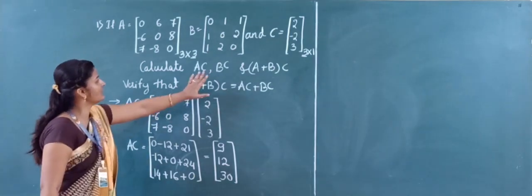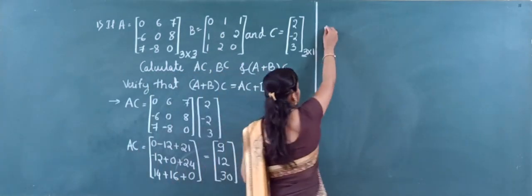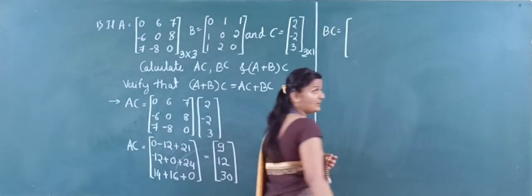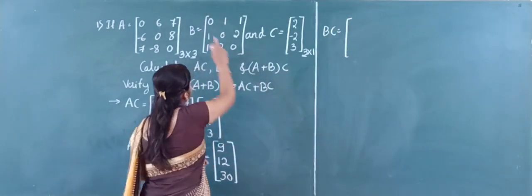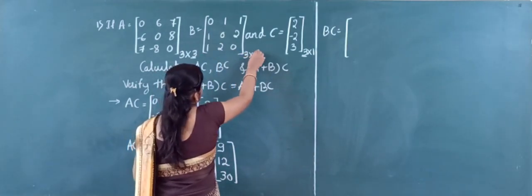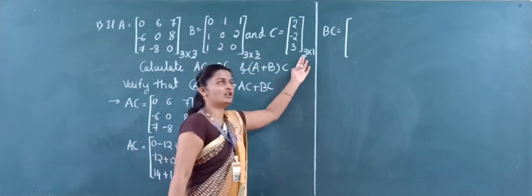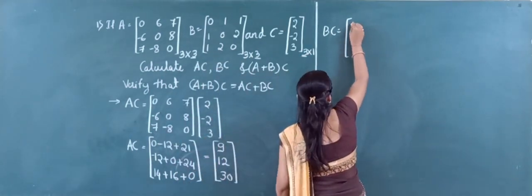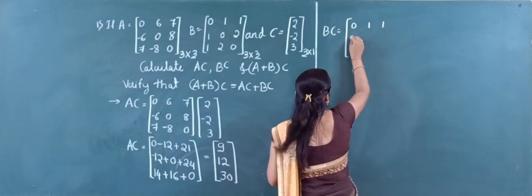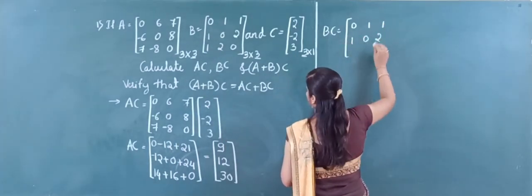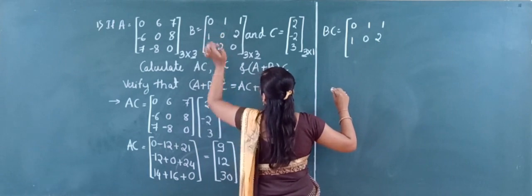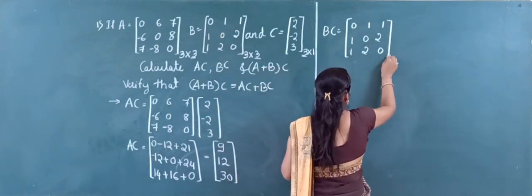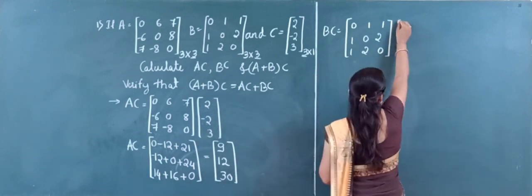Next what we have to find out? BC. So I will find out one by one. BC. So first I will write the B matrix. Before going, please check the condition. B is again a 3 by 3 matrix. Number of columns is equal to number of rows of the second matrix. So we can multiply. 0, 1, 1, 1, 0, 2, 1, 2, 0. Okay. So next I have to multiply to C.